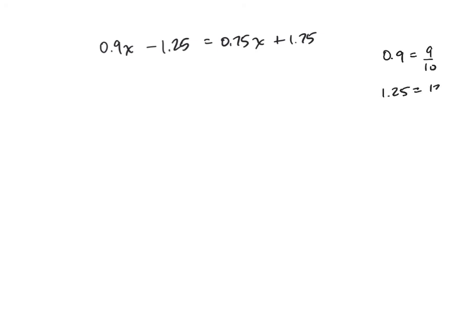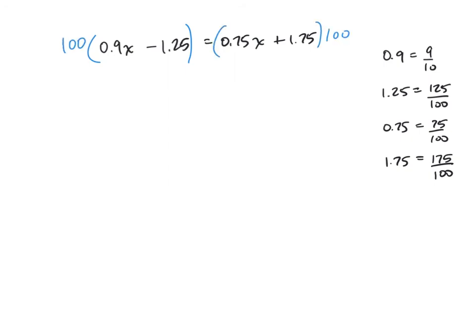1.25, that's 125/100. 0.75, 75/100. And 1.75 is equal to 175/100. So my LCD here is going to be 100, and so I could just multiply both sides of this equation by 100. So let's do that. I'll multiply this by 100, multiply this by 100.